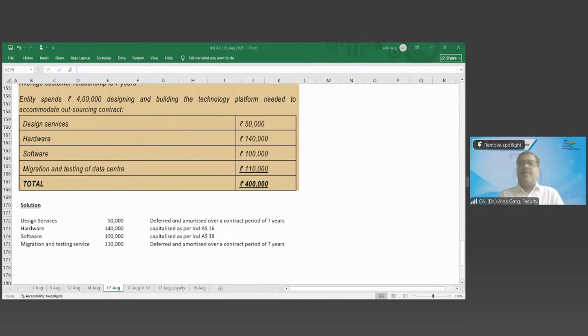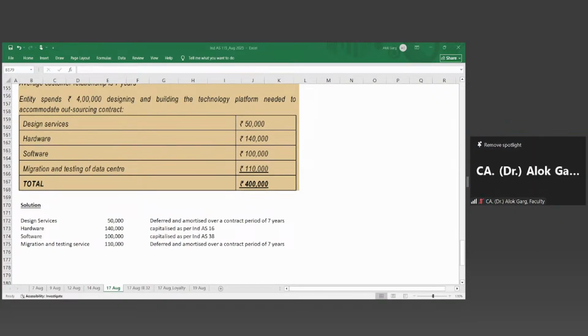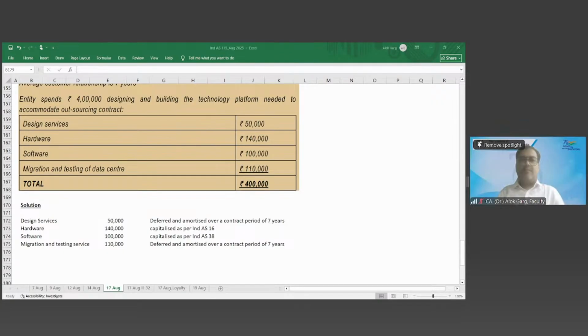Now we are entering into the last concept of Ind AS 115. Believe me, Ind AS 115 is a very lengthy standard. That is why ICAI has given 6 classes, 18 hours for this 115. A lot of concepts are there.